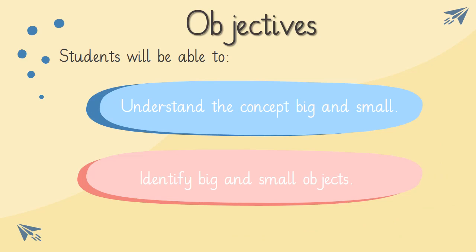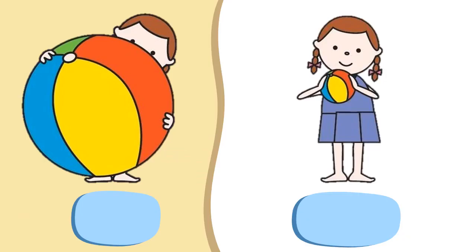Let's see, what are we going to do today? We will learn about the concept big and small. We will also identify big and small objects. So let's begin the class. This is Sarah. Sarah is holding a big ball and she also has a small ball. Let's learn more about big and small.